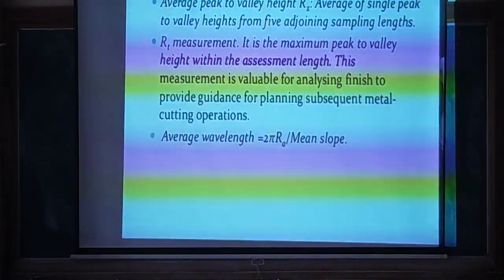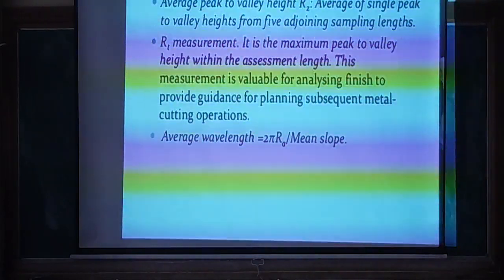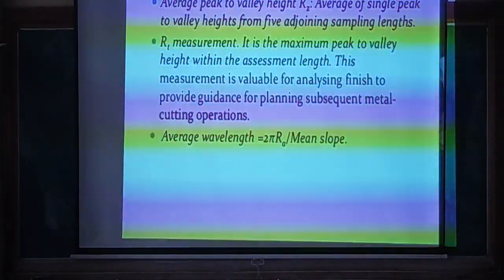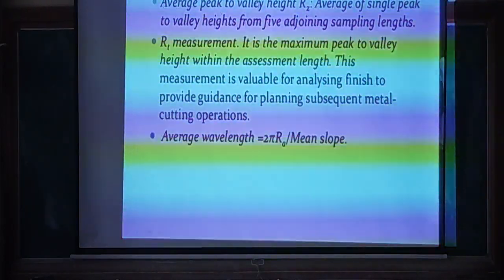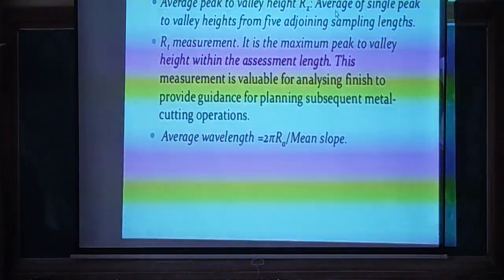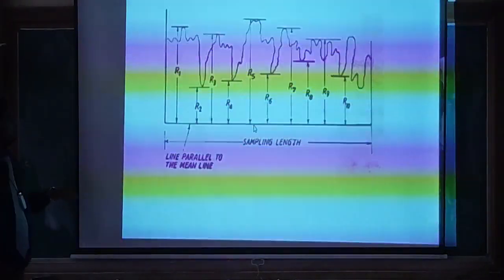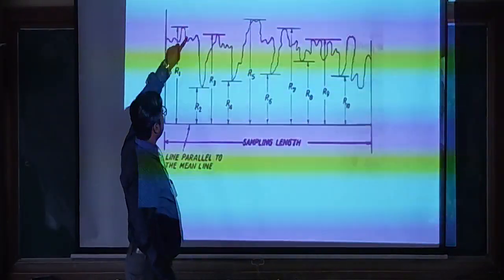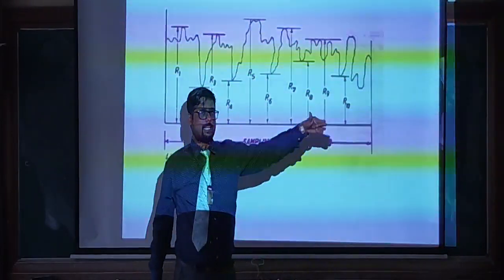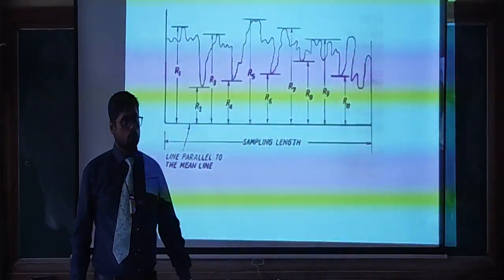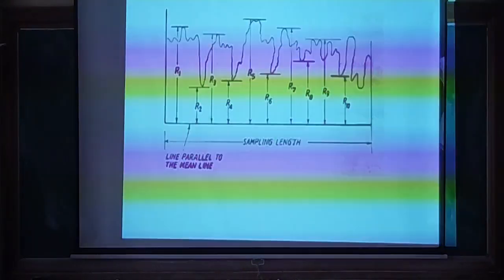That is the average of the single peak to valley height from 5 adjoining sampling lengths. So the average of a single peak to the valley is this. Here we have taken this much sampling length. Similarly, n number of samples we are taking, so those many sampling lengths are mentioned over here.